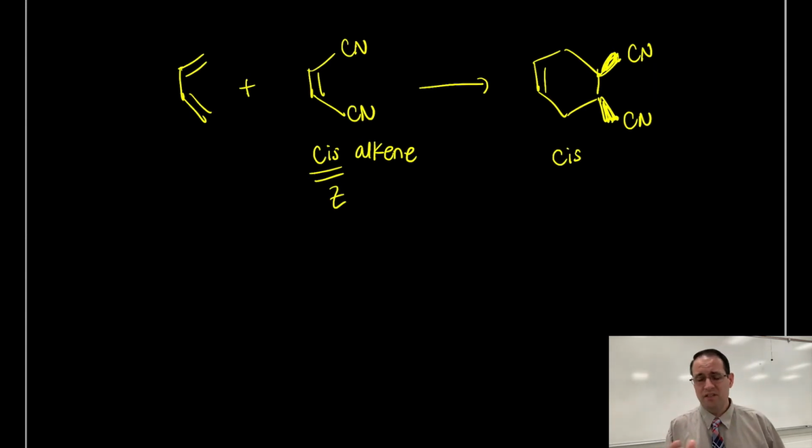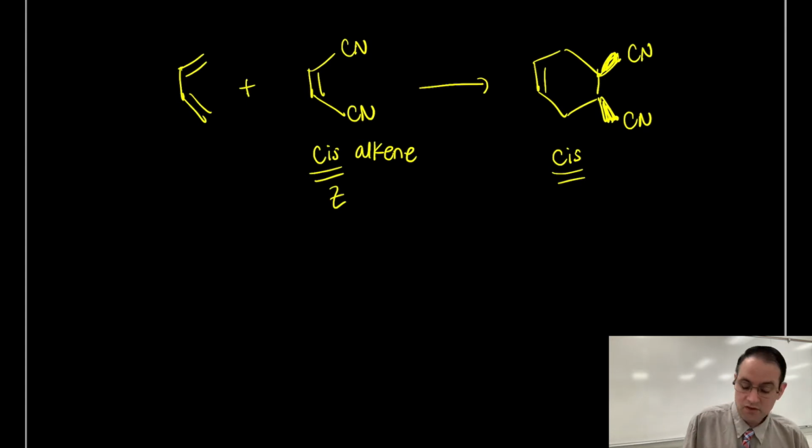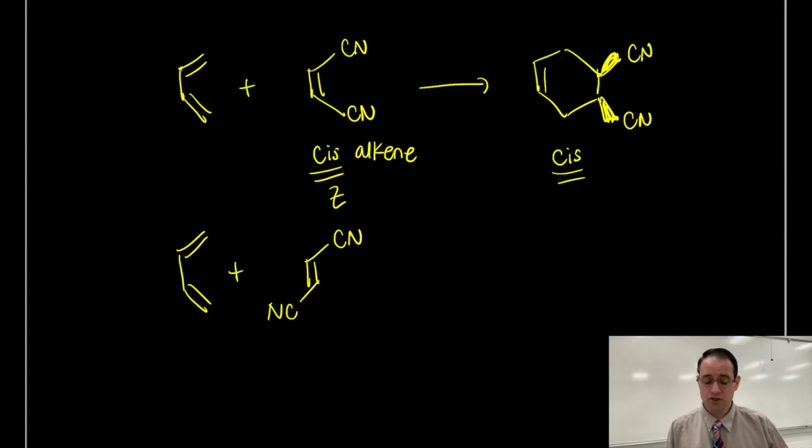Cis here does not mean there's a double bond, that the two groups are on the same side as the double bond. It means that the two groups are on the same side as the ring, okay? So the cis here refers to the ring system. So, cis forms cis in this case. If you have a trans alkene that's serving as your dienophile, okay, so here we have a trans or an E alkene.